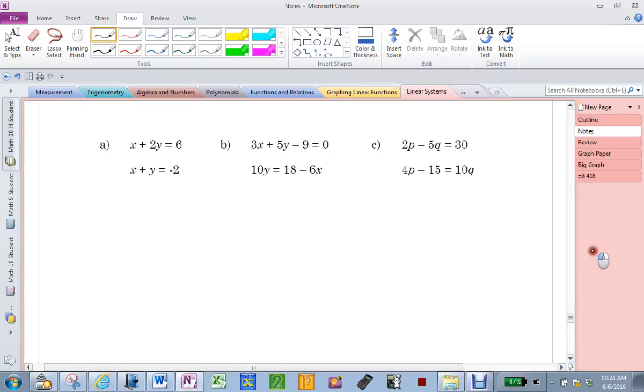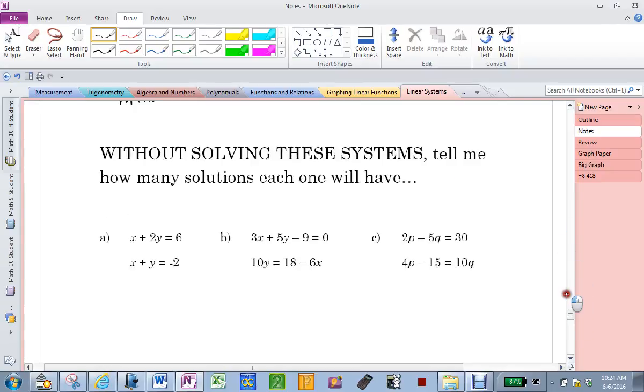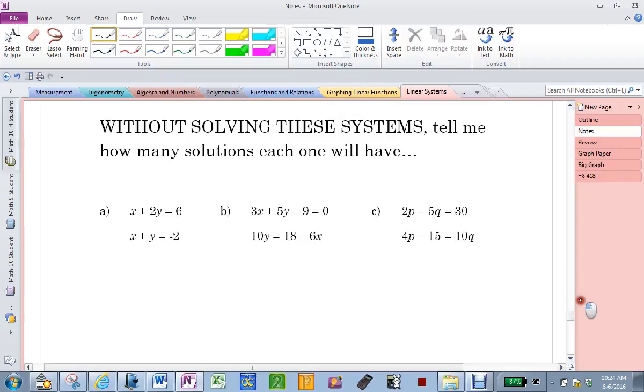These clowns. All right. You are not allowed to graph them. Tell me how many solutions. Okay. You're not allowed to solve them. You can't even use elimination or substitution. You just got to tell me how many solutions each one will have. And notice what I did in C. I changed the letters. Because you guys have the audacity to tell me you don't know how to do math when it's not the same letters. Go.